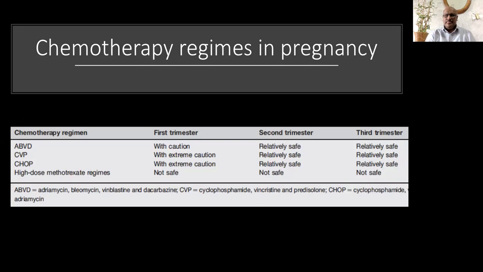Can you give chemotherapy in pregnancy? Yes, ladies and gentlemen. Just like managing someone with breast cancer, you can give ABVD, you can use CVP, you can use CHOP regimes, and there are newer studies showing that methotrexate can be given in the third trimester, although generally we try to avoid it in pregnancy. So these regimes, ladies and gentlemen, are not contraindicated in pregnancy.